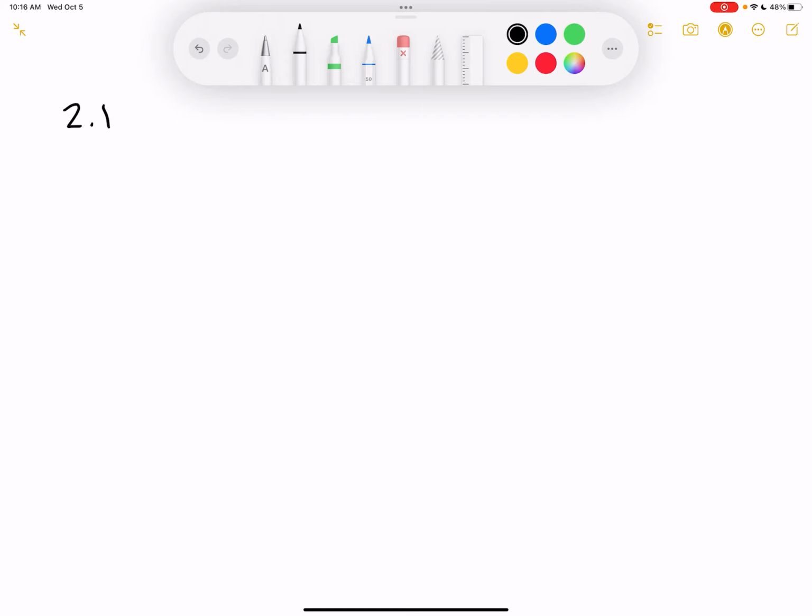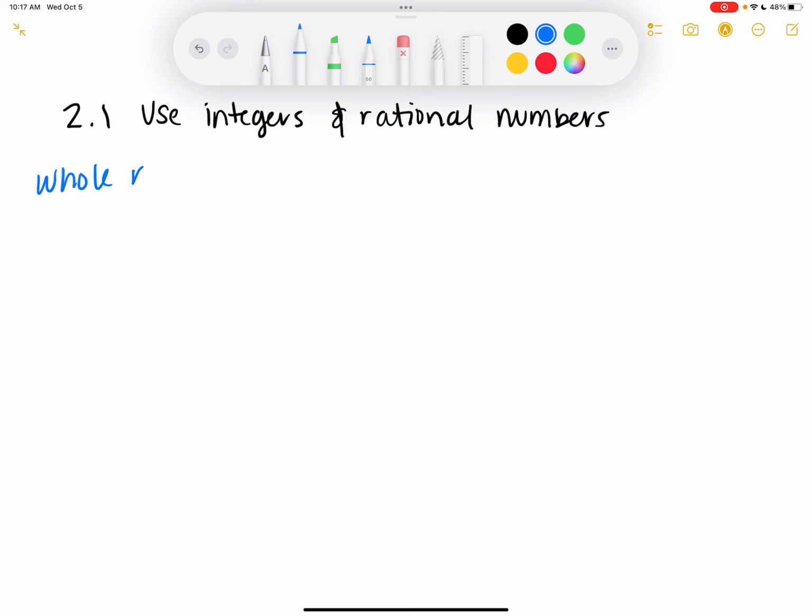So we're on to 2.1, use integers and rational numbers. So first we have whole numbers, which just start at 0 and then go up: 0, 1, 2, 3, and so on.